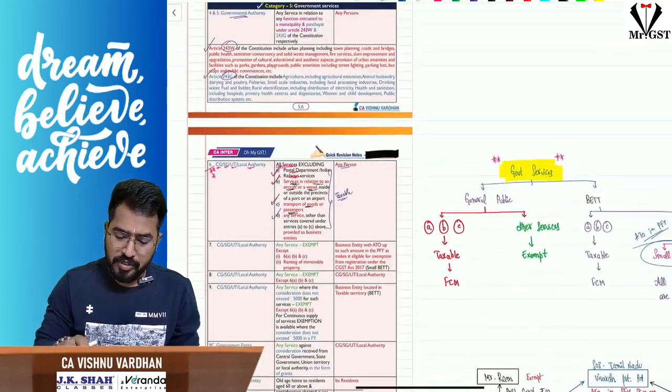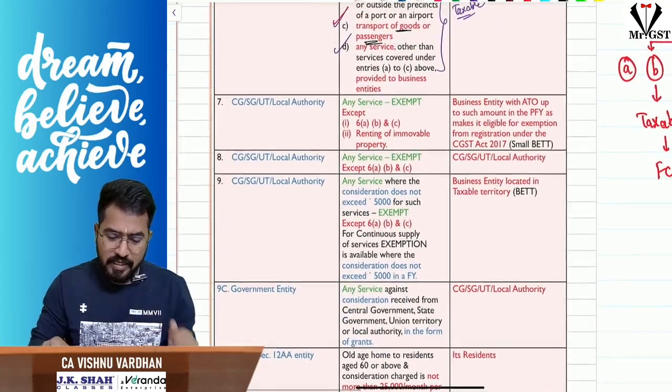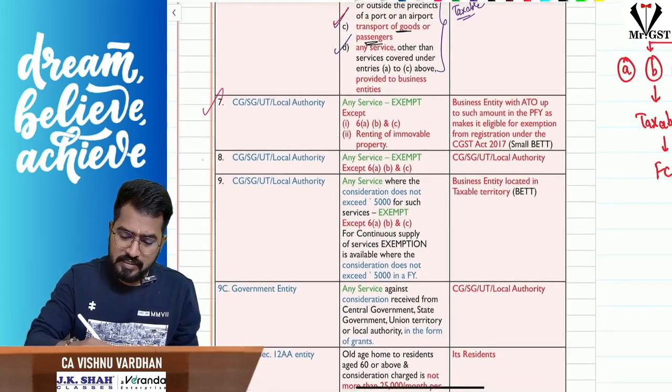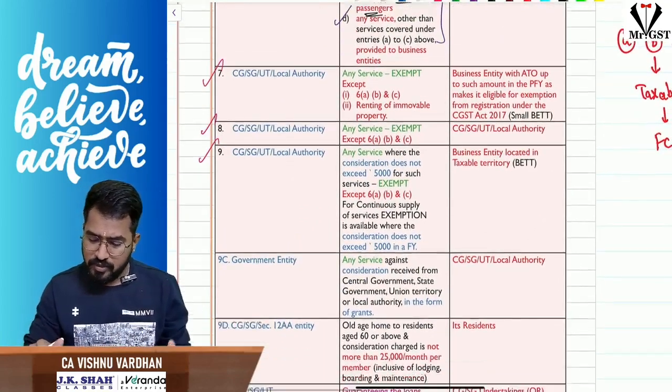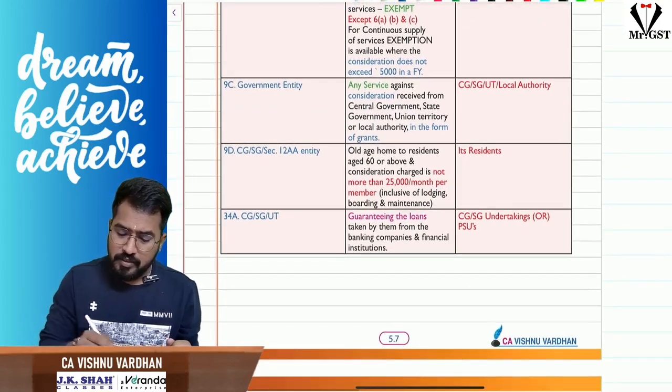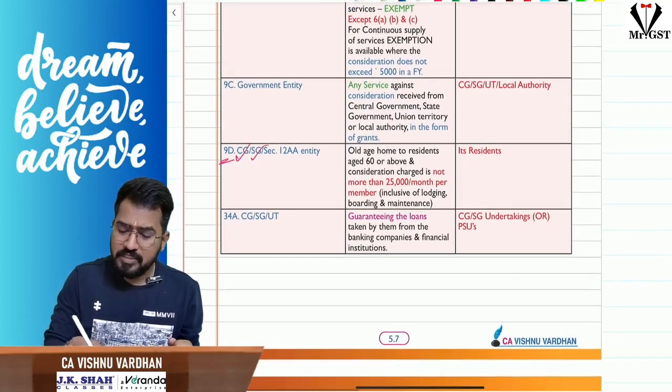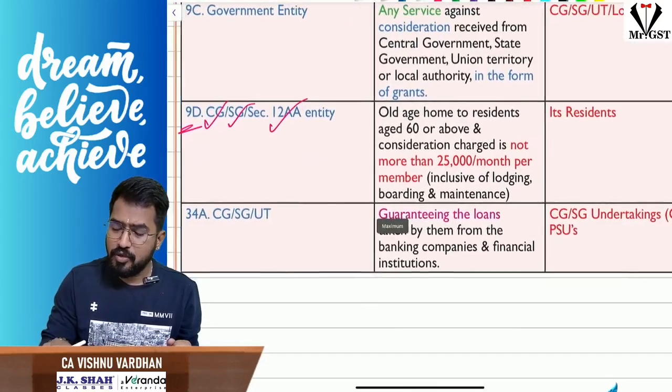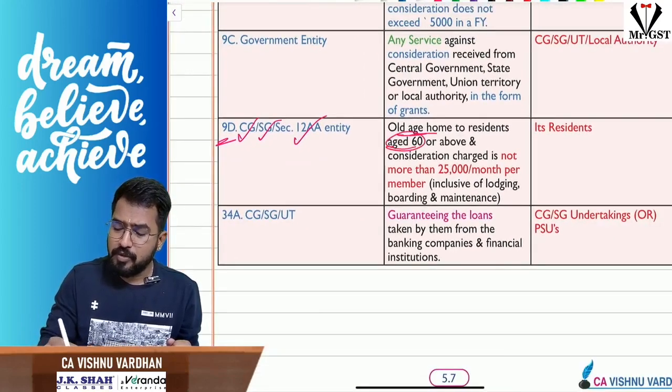Now coming to the point. So the entire entry 6, 7, 8, 9 all together we have covered. So you can just go through the remaining things here. And 9D is all about central government, state government or section 12A entity running the old age homes for people who are its residents of 60 or above. That means greater than or equal to 60 years.